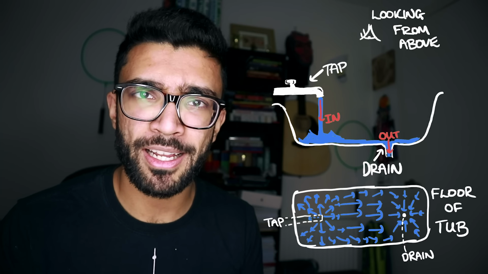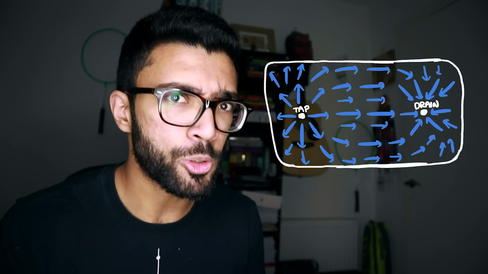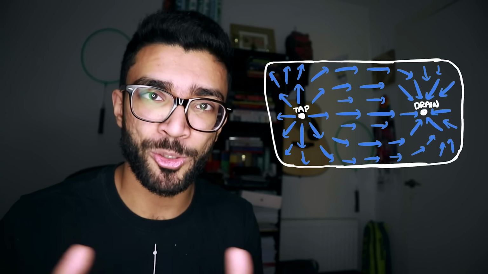Now, of course, it's important to realize that this is only the net or overall flow of the water, because some of the water will reflect off the sides of the bath and be flowing in all different directions. But overall, the water is flowing away from the tap end and towards the drain end.